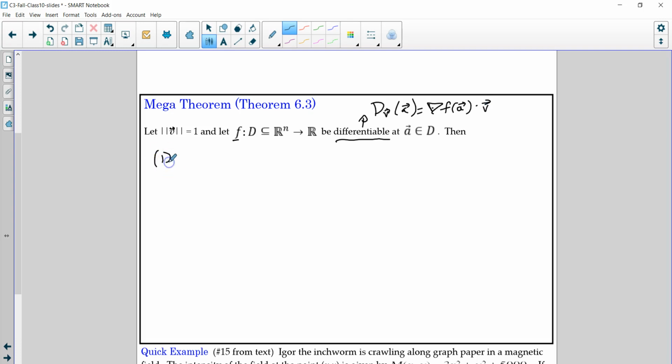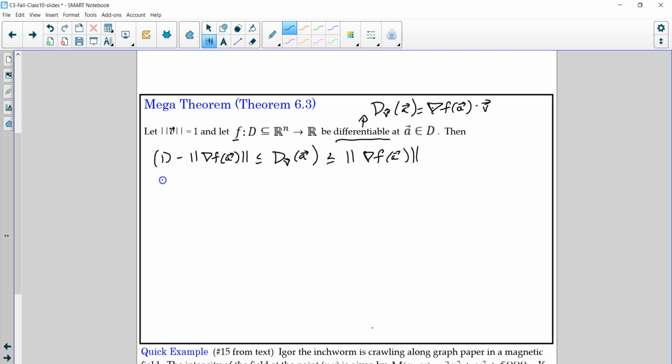Okay, the first is exactly what we saw above. The directional derivative is between the negative length of the gradient at a and the positive length of the gradient at a. That's the first thing.